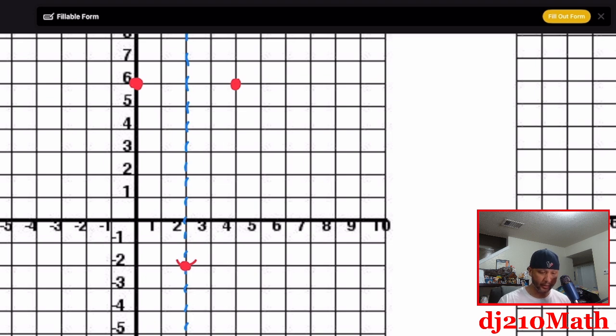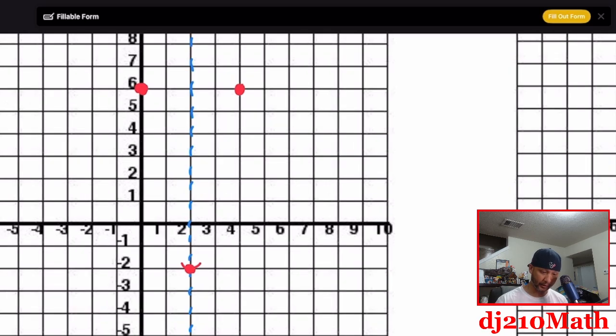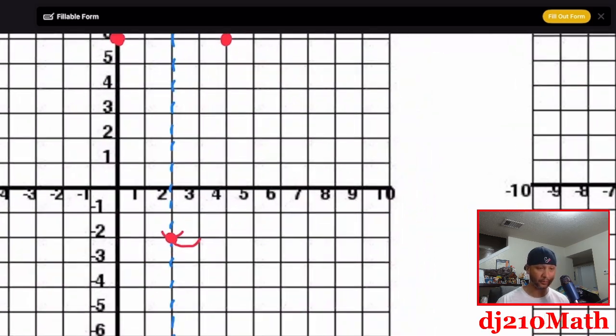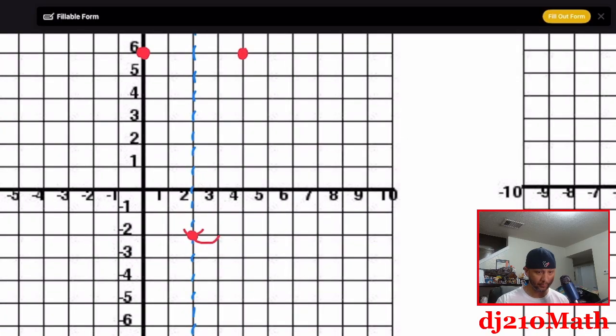The way you get to the next point is you start at the vertex, which is on the axis of symmetry. You go over one line, you square that distance because it's quadratic, which is nice in this case because 1 squared is 1. Then you take that number 1 and multiply it by your a value, which is 2. So 1 times 2. I went over 1, up 2.